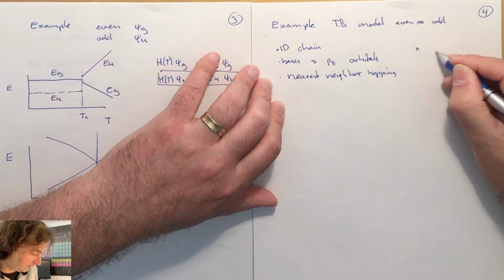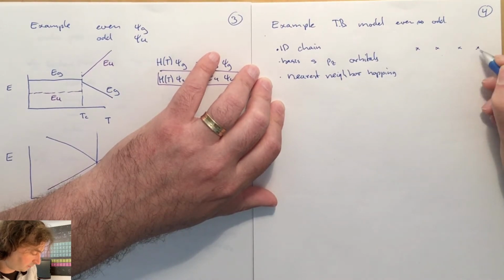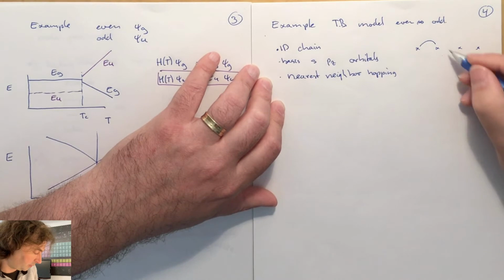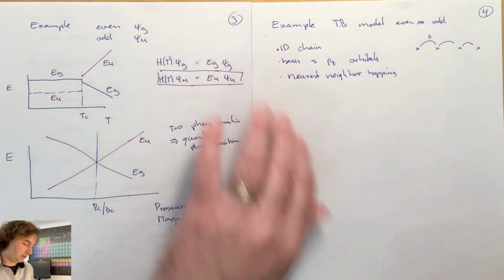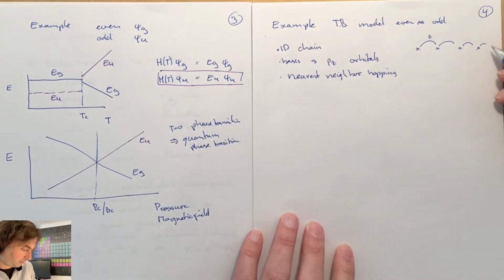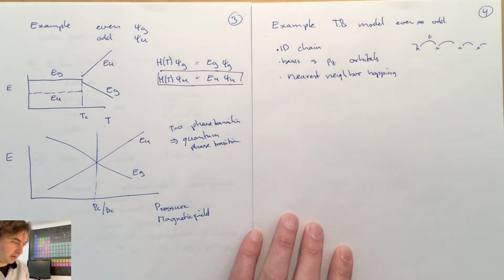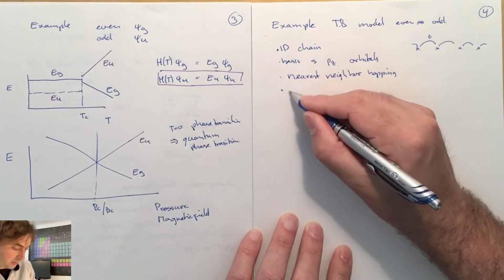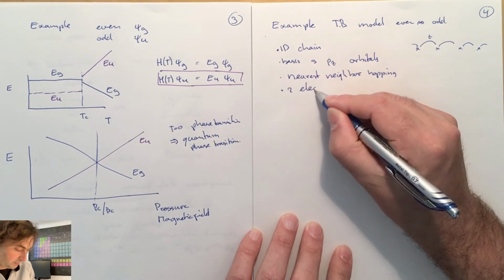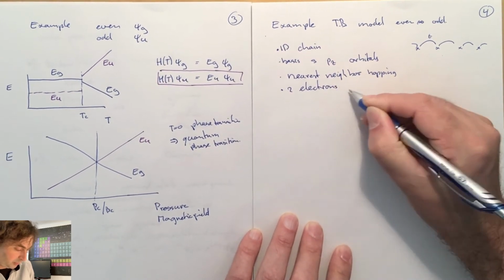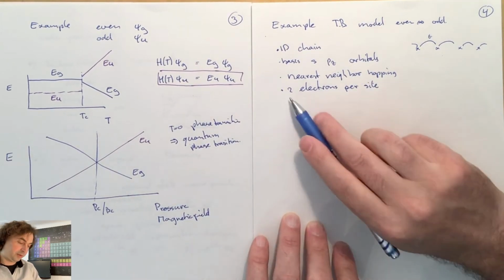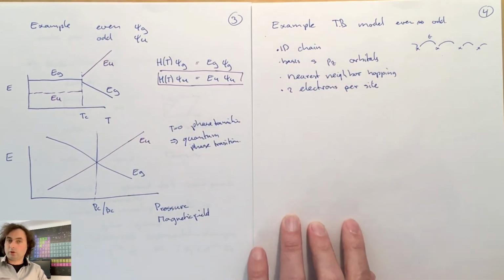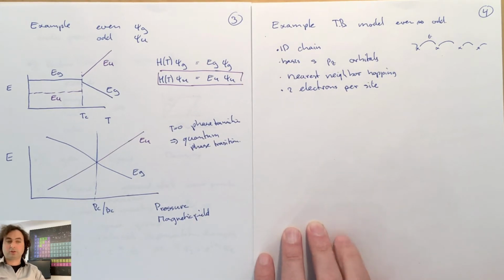So I have my lattice sites and a hopping between them. It's an infinite lattice. And I will assume that I have 2 electrons per site. So I have 2 electrons, I have 2 orbitals with spin, that's 4 orbitals, so we will be half filled.